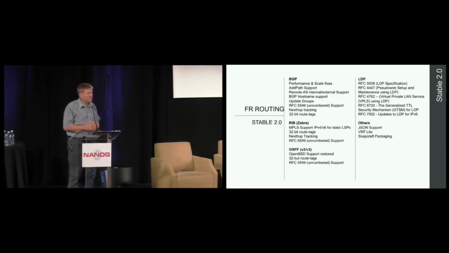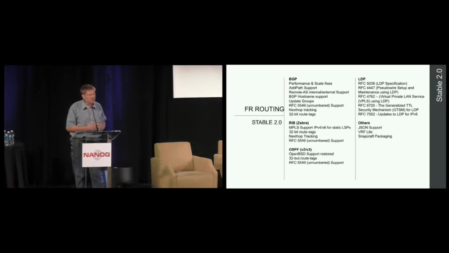Performance and scale fixes, for instance: the entire BGP scanner was sucked out of the BGP implementation in free-range routing, and it was moved to an event-driven mechanism for walking the table when necessary. Add path support is in there, remote AS, BGP hostname support, update groups, which is for your update packing in BGP, next hop tracking, which is part of the business of taking out the BGP table walking processes, 32-bit route tags. There's a ton of stuff going on in here.